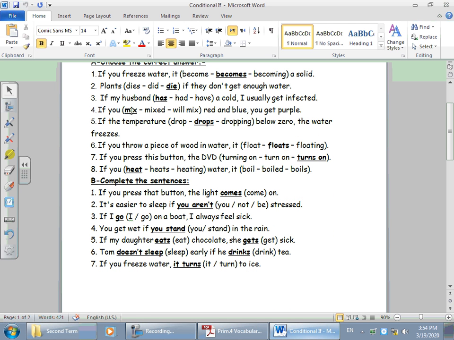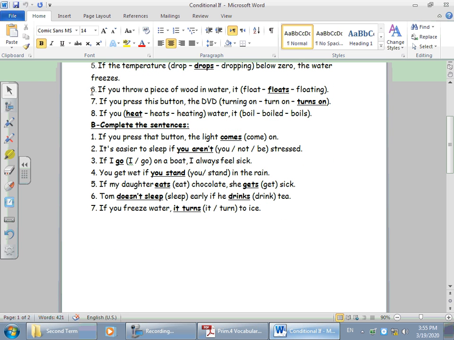4. If you mix red and blue, you get purple. If you mix. Number 5. If the temperature drops below 0, the water freezes. If the temperature drops. Number 6. If you throw a piece of wood in water, it floats. It floats.